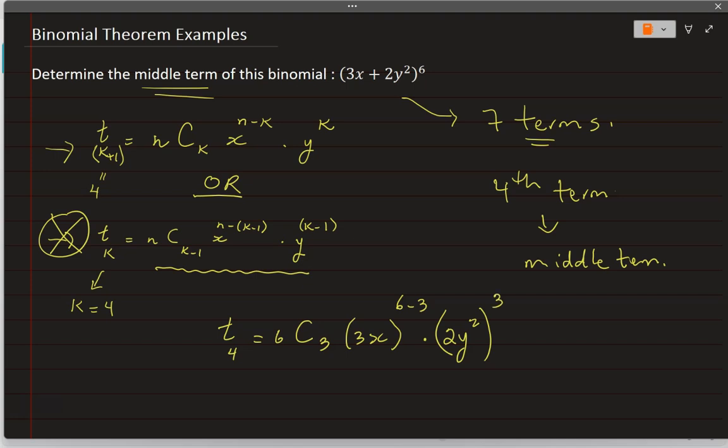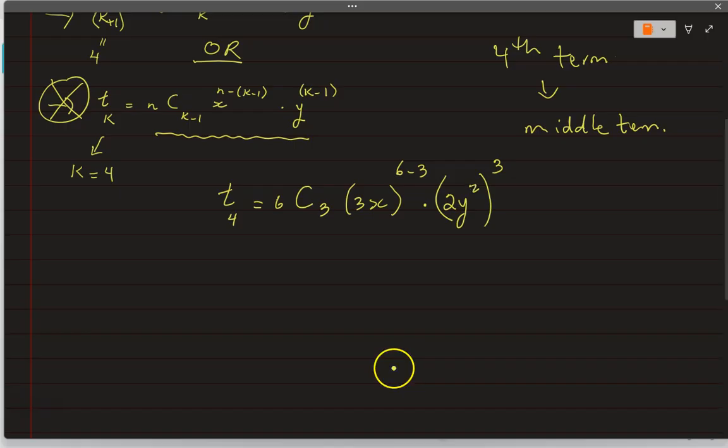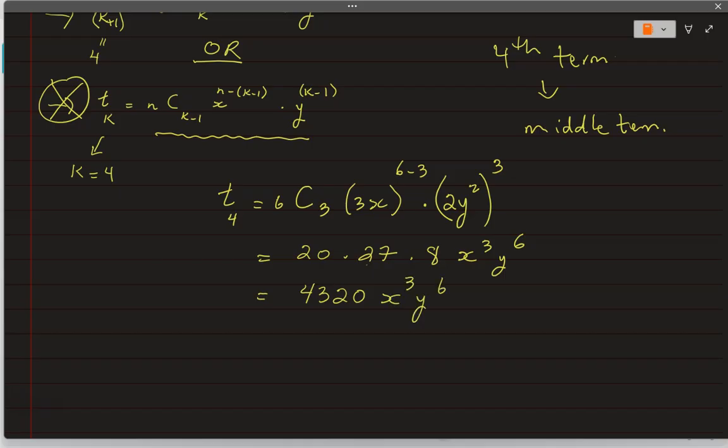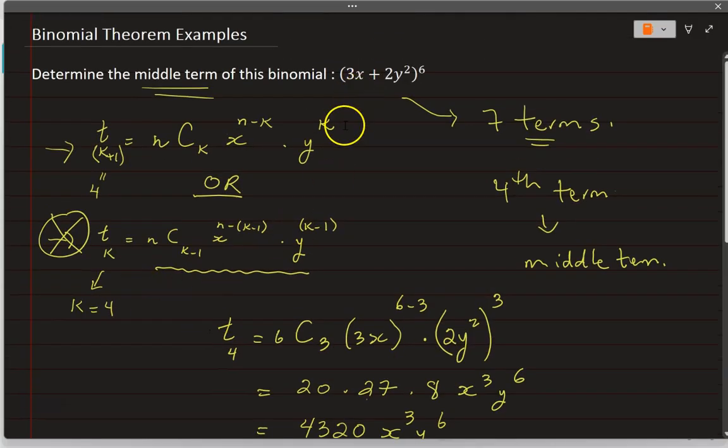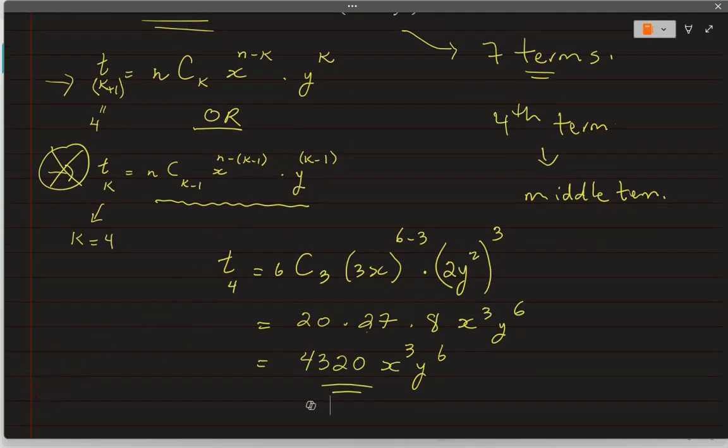All right, now let's go ahead and simplify. When we simplify, what do we get? That is 20 times 27 times 8, x cubed y to the 6, and that will end up being 4320 x cubed y to the 6. This is the middle term of that binomial up here. Excellent. Let's go to the next question.